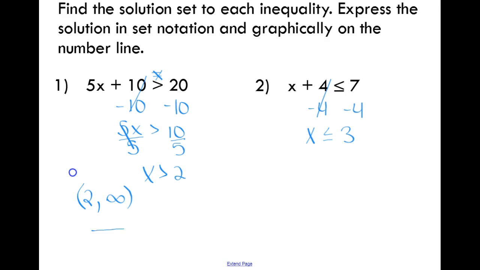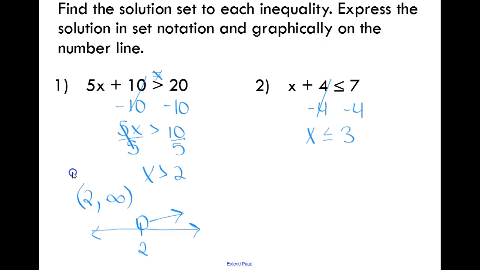On a number line, we're just going to stick 2 right here in the middle. We're going to put an open circle on it because we don't include that 2, but we want to include everything higher than 2, and that would be to the right. And we do an arrow that time.